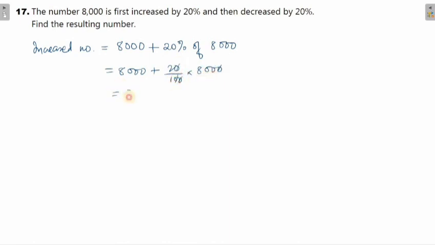So we have 8000 plus, so 2 into 8 is 16. So we have got 2 more zeros. So let's add them. So you get 9600. So this is the increased number.